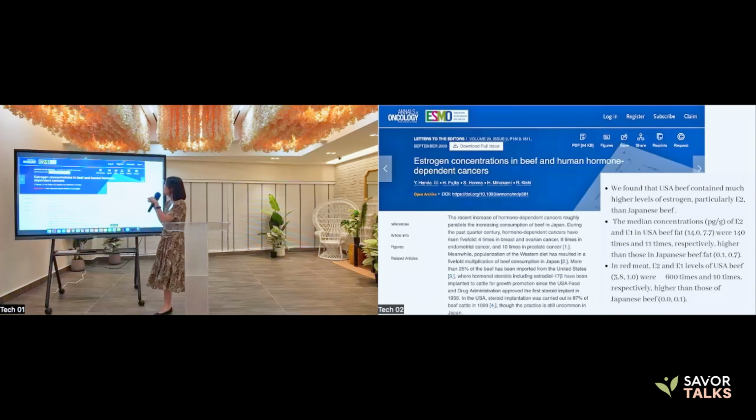Now we can see that they started to increase meat consumption in Japan, and much of this meat is imported from the US. After that time, they found about 4 times increase in breast and ovarian cancer, 8 times in endometrial cancer, and 10 times in prostate cancer. And we can see that more than 25% of the meat is imported from the US.